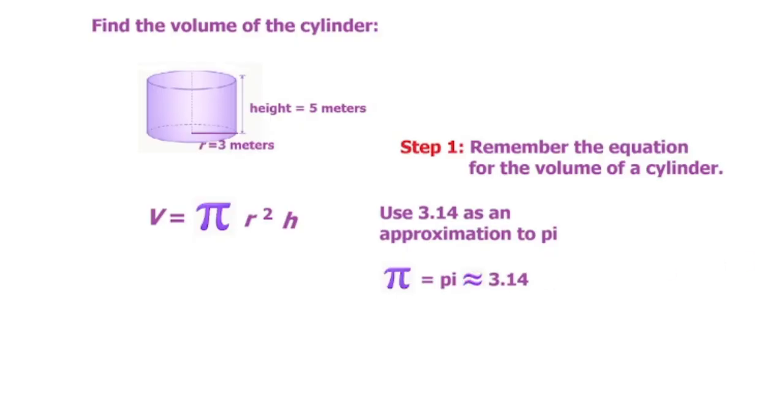Okay? So now we just plug in the numbers. We have all the numbers. 3.14 times 3 times 3. R squared just means the r twice, the radius twice, so 3 times 3, and then the height. The height is here, 5 meters. So we calculate that out and we get 141.3 meters cubed.